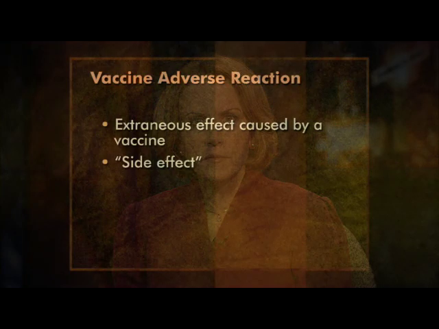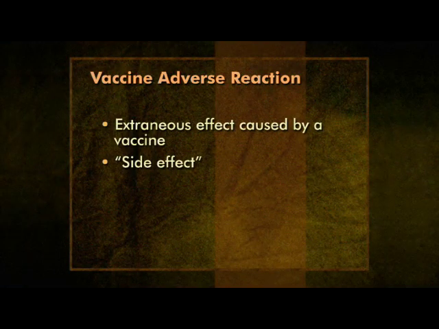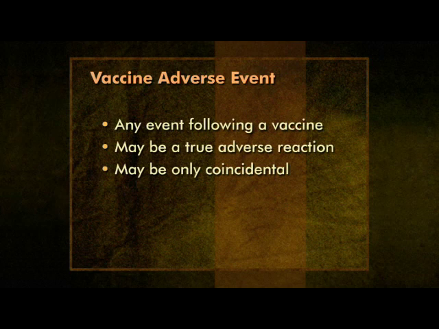The intended effect of a vaccination is to produce active immunity to specific antigens. An adverse reaction is an unwanted extraneous effect caused by a vaccine. A synonym of adverse reaction is vaccine side effect. A vaccine adverse event, on the other hand, refers to any event that occurs following a dose of vaccine. So an adverse event may be a true adverse reaction, or it may be only coincidental, with further research needed to distinguish between them.